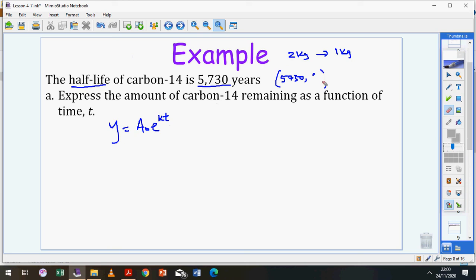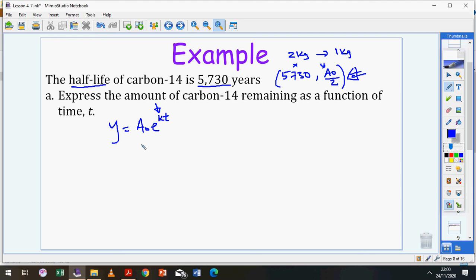So that simply means that after that time of a half-life, after 5730 years, the new amount, which is the y value, because this is the x value, is half of the initial amount. If the initial amount is n naught, the new amount is half of n naught. So this information is going to help me find the k value.